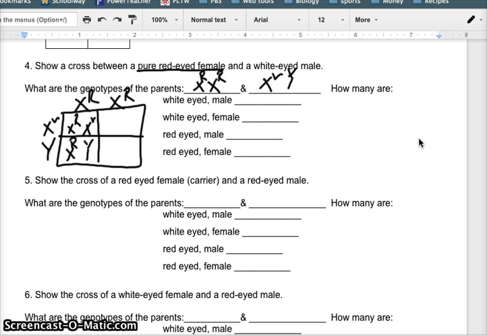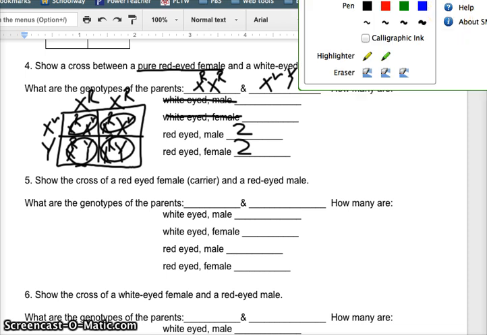So X big R on both of these, X little r, Y, X big R on both of these, X little r, Y. So all the boys and all the girls are the same. First of all, they're all red-eyed, so there are no white-eyed females and no white-eyed males because they all have a big R in them. There are 2 red-eyed males, 1, 2, and there are 2 red-eyed females, 1, 2. If you put 50%, 50%, that's fine too. So that's what you're going to do for those.